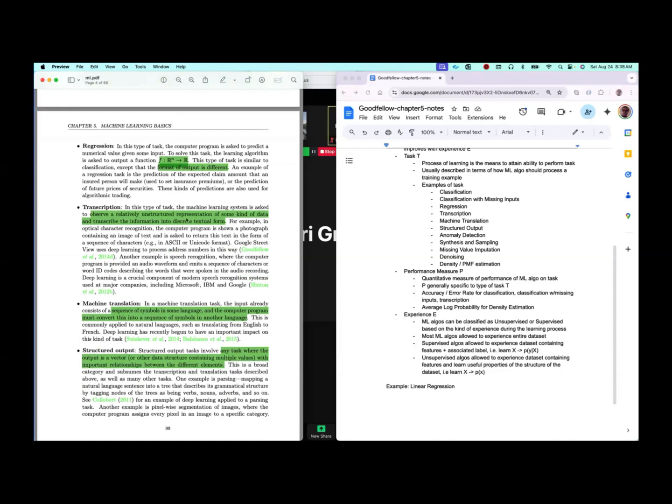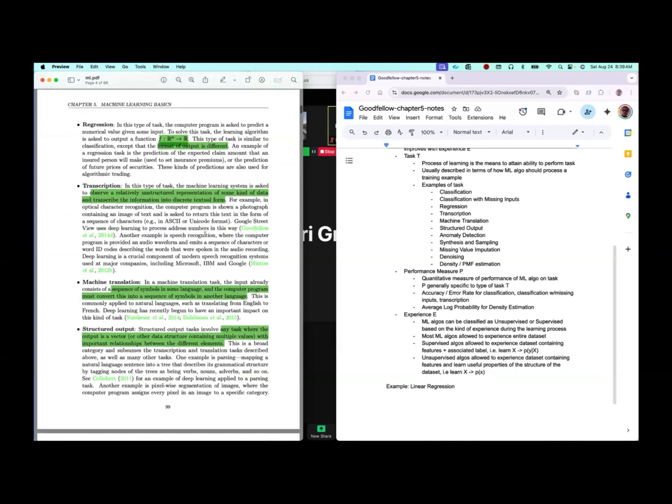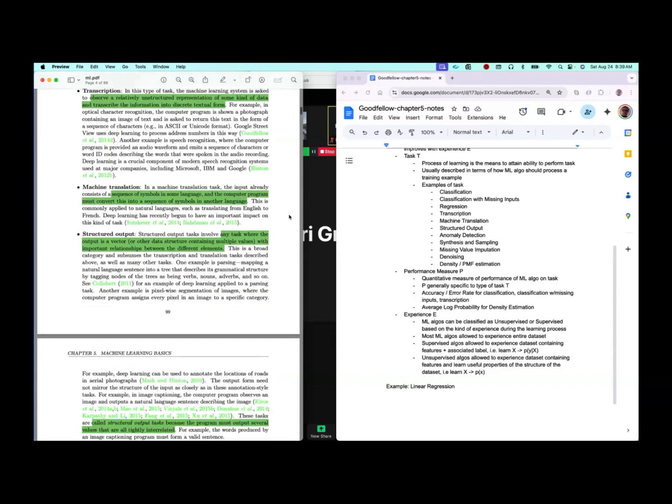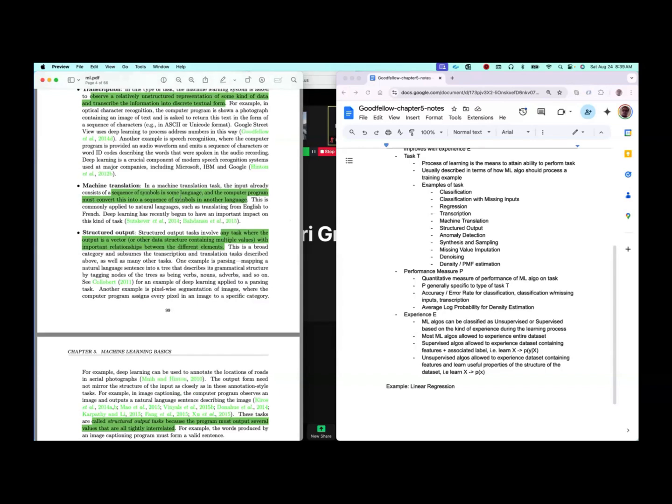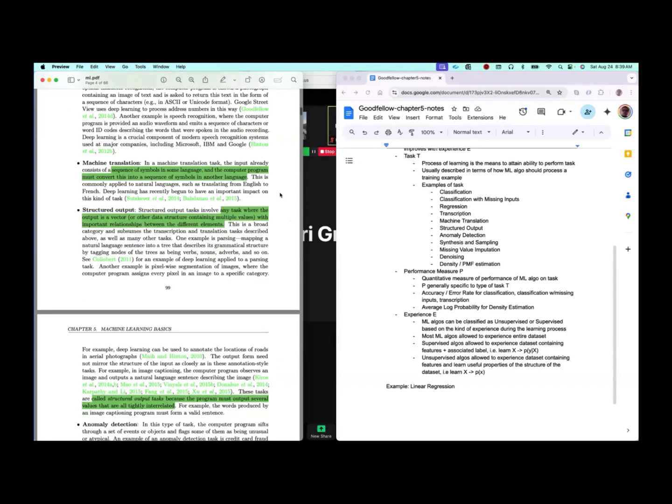Transcription is another variation of that, where you basically take a relatively unstructured representation, maybe an image or a document, and you transcribe the output into a discrete textual form, which can be analyzed further by NLP kinds of models, which take this input as a vector of features. So examples are Google Street View, which uses deep learning to process address numbers from the picture of the address. Machine translation takes one sequence of symbols and produces another sequence of symbols. So basically, tokens in one language to tokens in another language, and you can do a variety of things. A lot of parsing examples, right, you can think of as translation as well. It's not put in depth here, but you can do that.